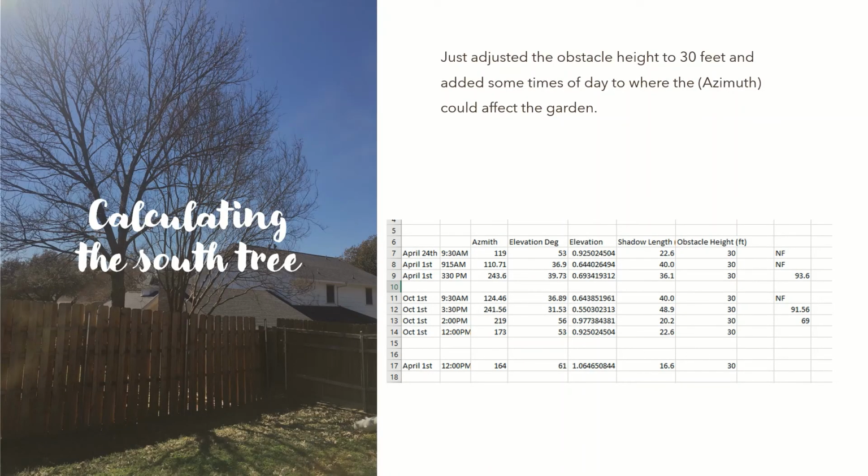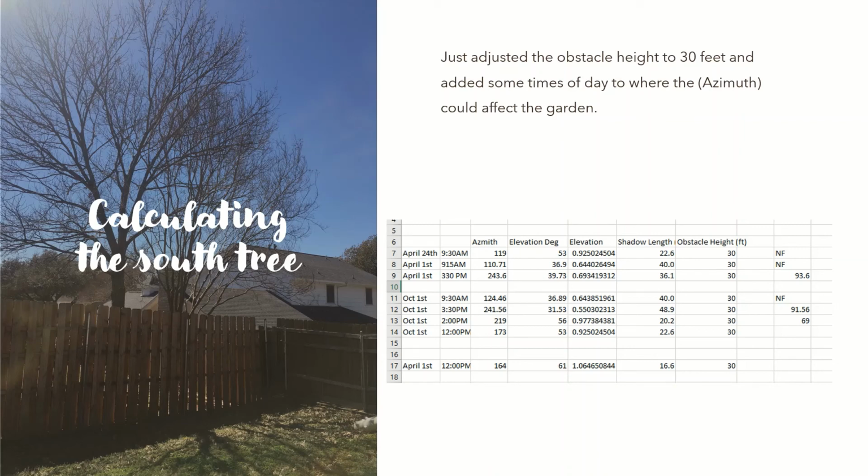All right, so once we calculate the fence, then we calculate the south tree. Same type of deal. We just put in the obstacle height, which I estimated at 30 feet. And then using the same azimuth and elevation degrees, I calculate what the shadow length should be. And then on top of that, knowing that because of the location of the south tree, those azimuths, the morning and the late evening or afternoon sun direction, won't really affect where I am because this is on the south. And so I went and got some samples from around noon.